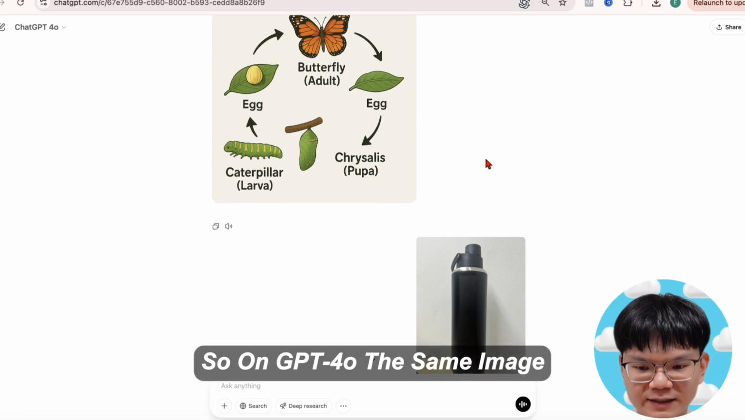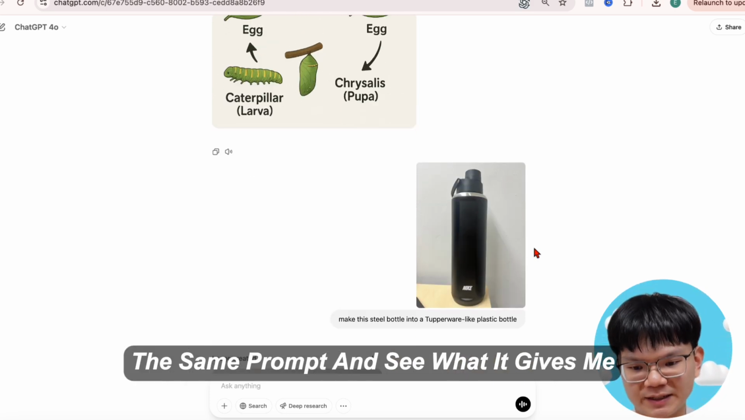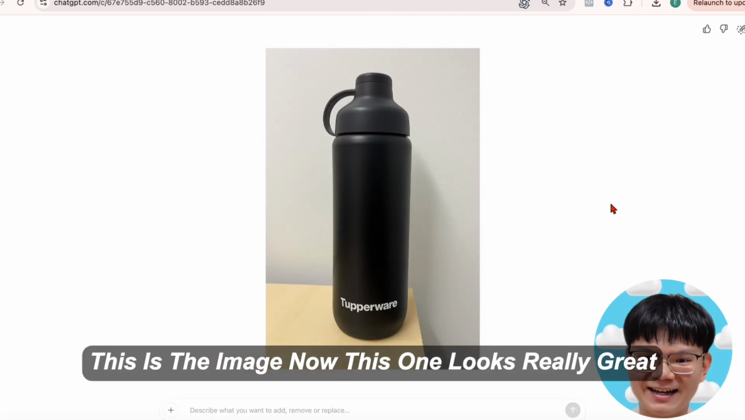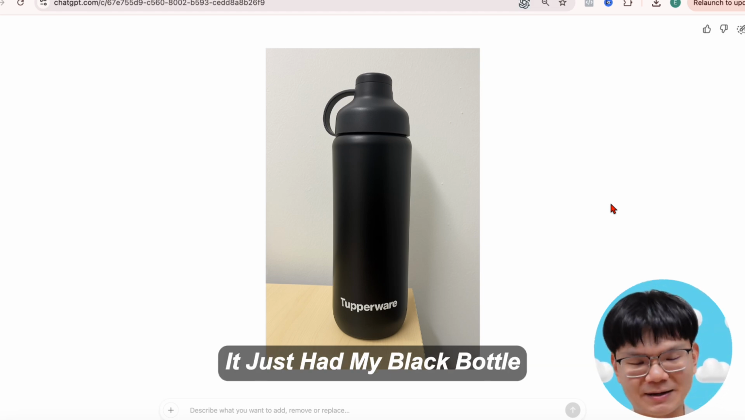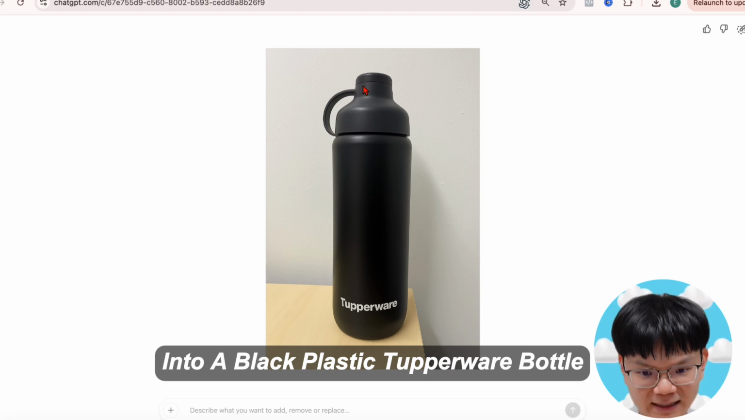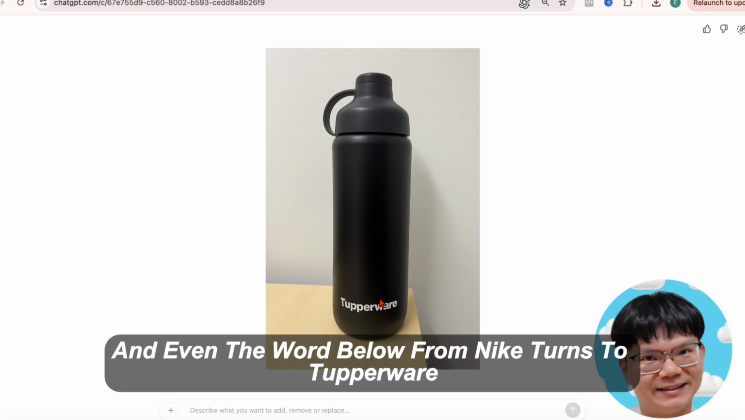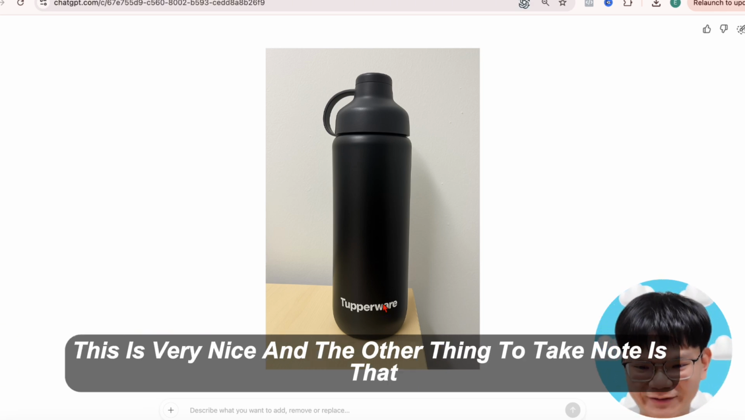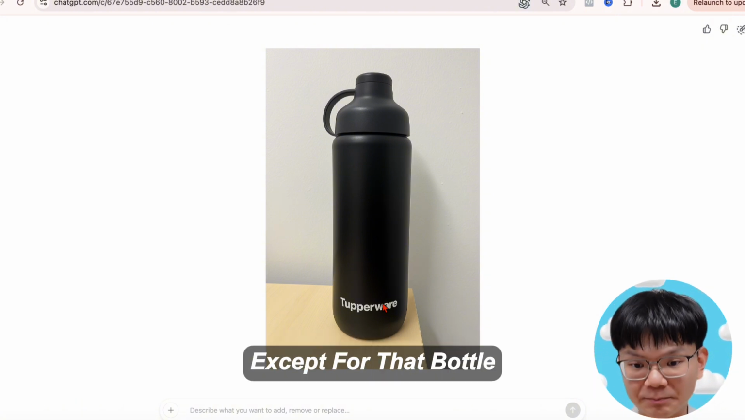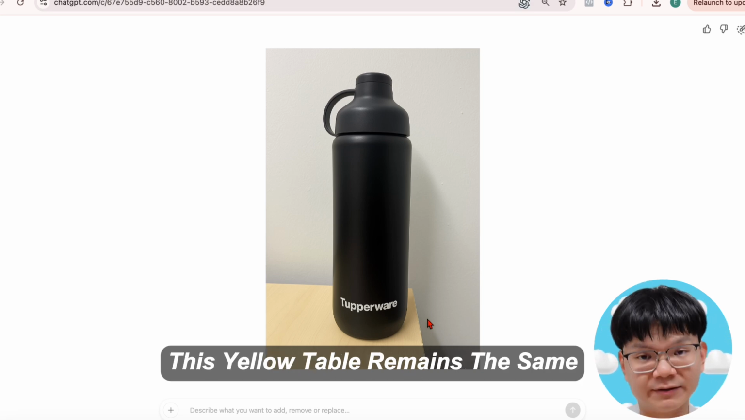So on GPT-4o, the same image, the same prompt, and see what it gives me. This is the image. Now this one looks really great. It just turned my black steel bottle into a black plastic Tupperware bottle, and even the word below, from Nike, it turns to Tupperware. This is very nice. And the other thing to take note of is that except for that bottle, everything else remained almost the same. This yellow table remained the same.